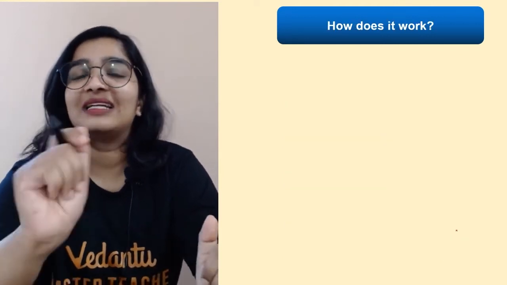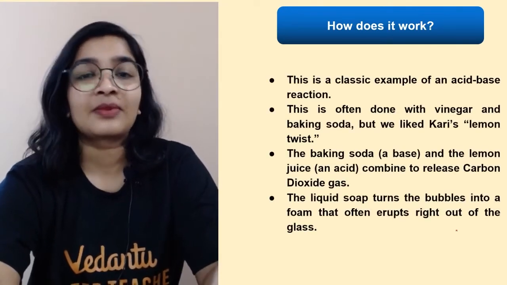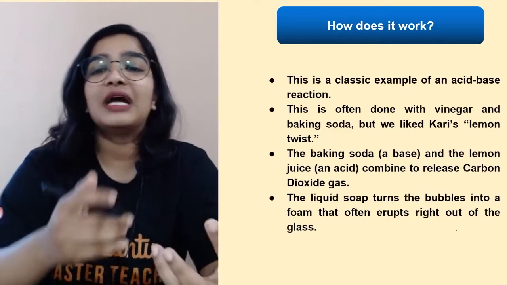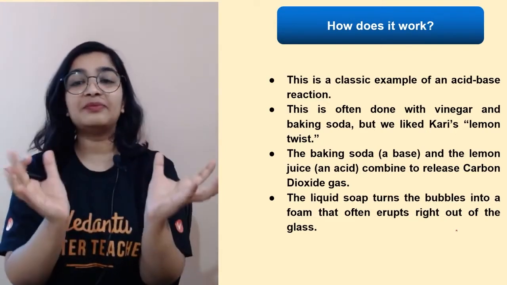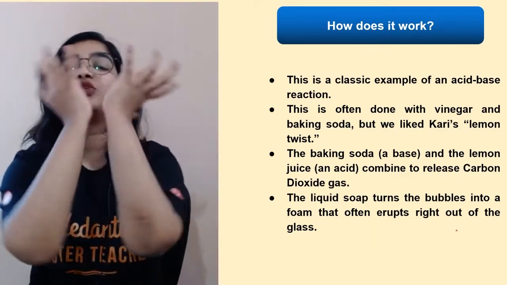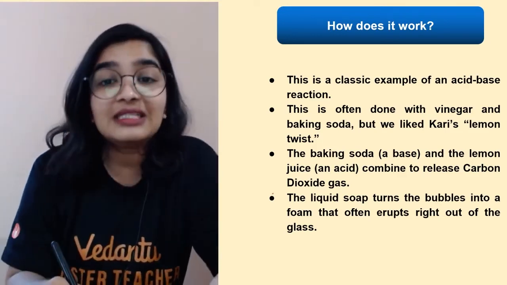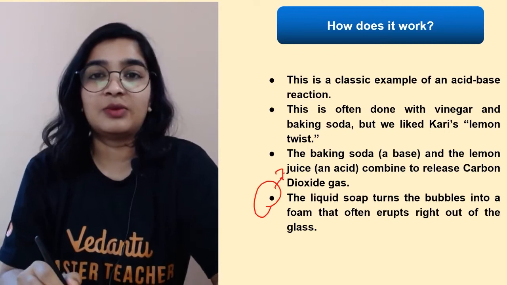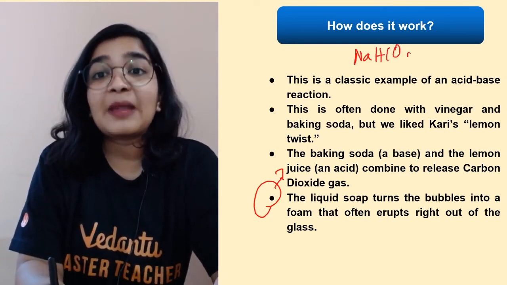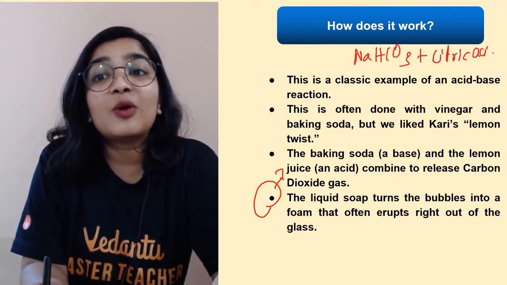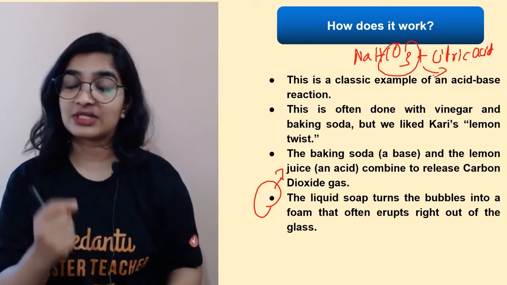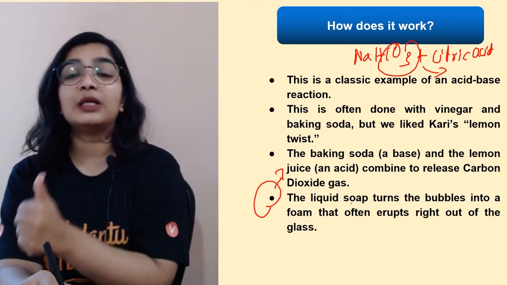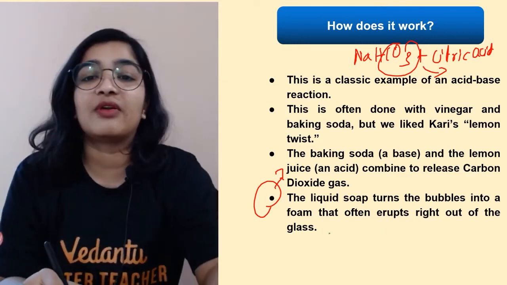What happens now? That is what I want you to try and tell me. The lemon is acidic in nature, and baking soda is basic. The dishwash is added so that you can actually see the reaction. The liquid soap turns the bubbles into foam, which often erupts right out of the glass. So when this reaction takes place, you can see that eruption of bubbles. NaHCO3 plus citric acid, so carbon dioxide gas will be released. The baking soda and the lemon juice, which is an acid, combine to release carbon dioxide. The liquid soap turns the bubbles into foam that often erupts right out of the glass.